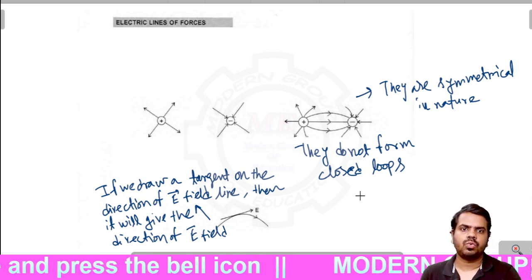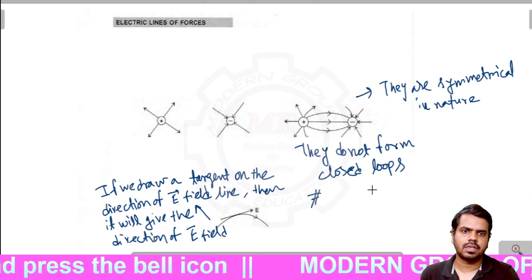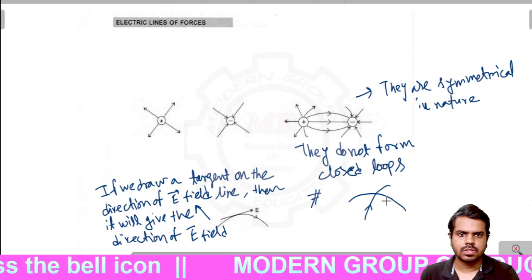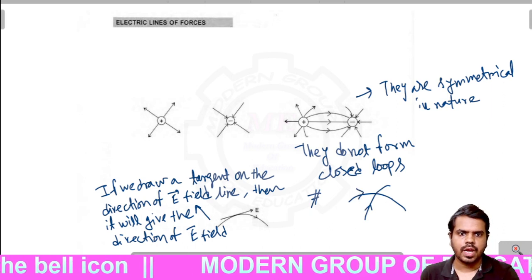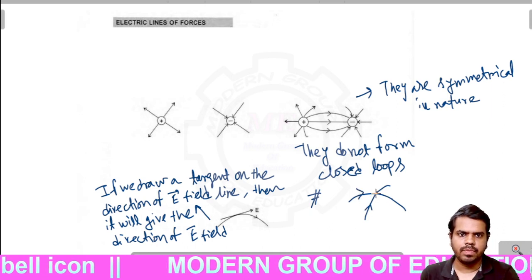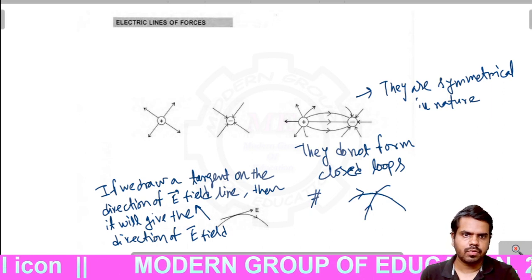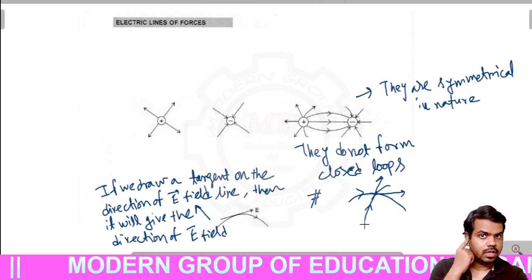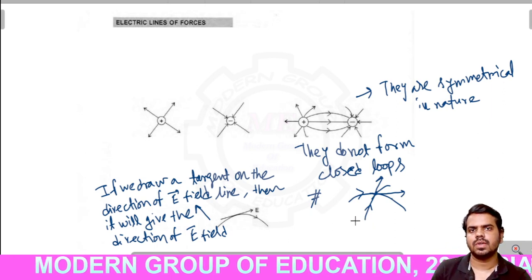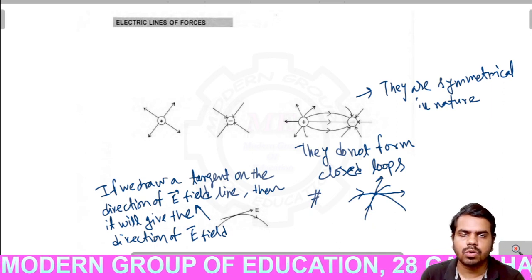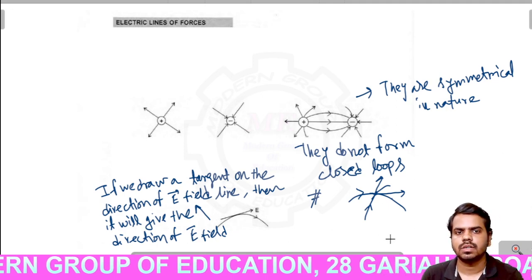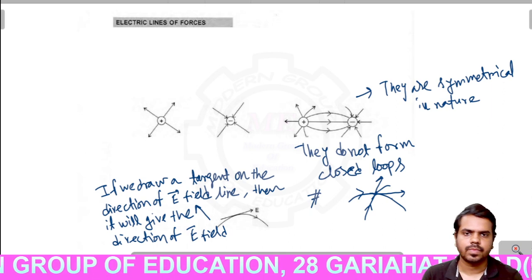Two electric field lines can never intersect each other, because if they do so, at this intersecting point there will be two tangents, in this direction and this direction. So at any point, at the same time, there will be no two directions of electric field. Okay, so this is impossible.